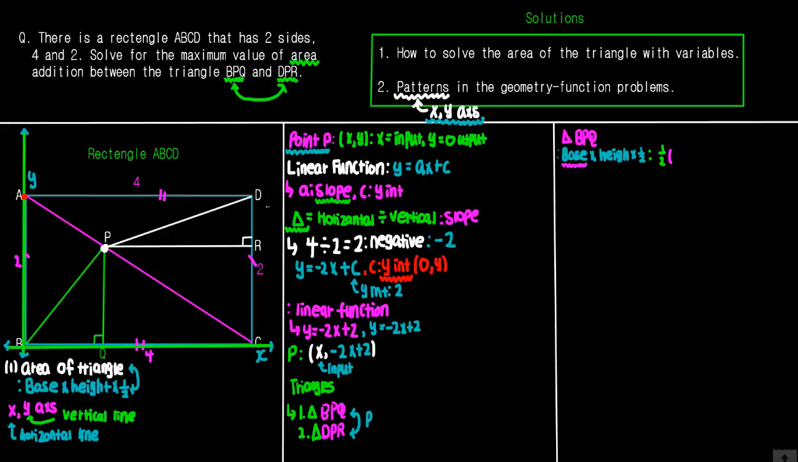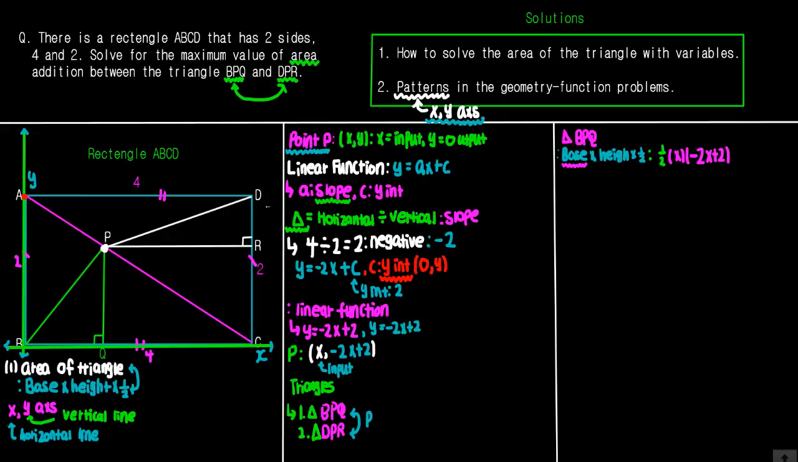And now let's think about what the height will be. The height is the same as point P's y value, the y coordinate. Our y coordinate will be, as we have proved here, negative 2x plus 2. So if you simplify this, it will be the area of our triangle.